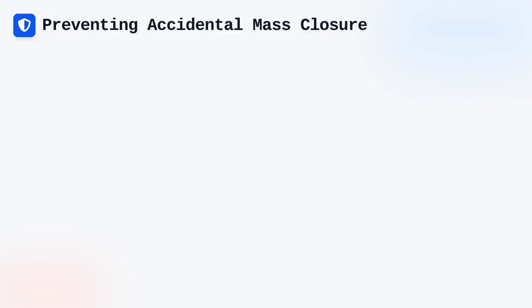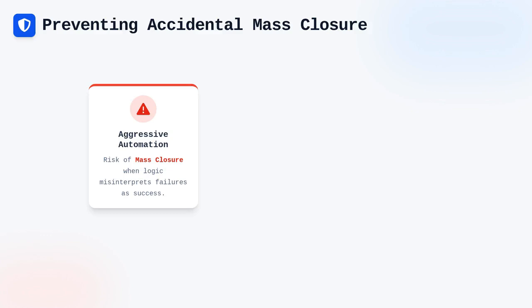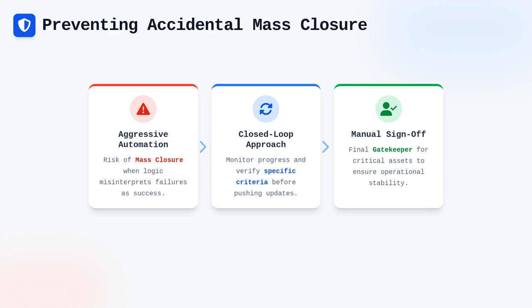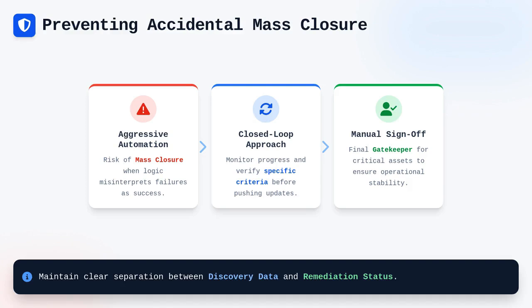Finally, we must consider the risk of accidental mass closure, which can happen if automation logic is too aggressive. Security teams often prefer a closed-loop approach, where the system monitors progress and only pushes updates when specific criteria are confirmed. When you structure parent task close cascading behaviors, ensure that you have safeguards in place to require manual sign-off for critical production assets. This acts as a final gatekeeper, ensuring that automated logic has not misinterpreted a network-related scan failure as a successful patch deployment. By maintaining clear separation between discovery data and remediation status, you create a robust workflow that supports both security and operational stability.